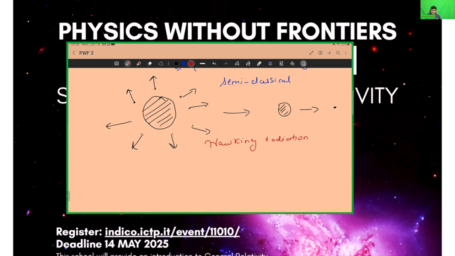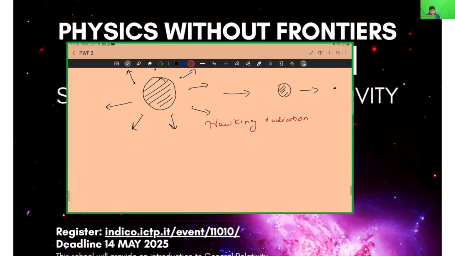By thermal radiation, I mean that if there is some hot object in the room, the kind of radiation that it will emit, Hawking radiation is exactly like that. But we do know that when you have thermal radiation, there is a temperature associated to that particular radiation. So does it mean that the black hole has a temperature as well? And Hawking showed in the 70s that yes, black holes do have a temperature.